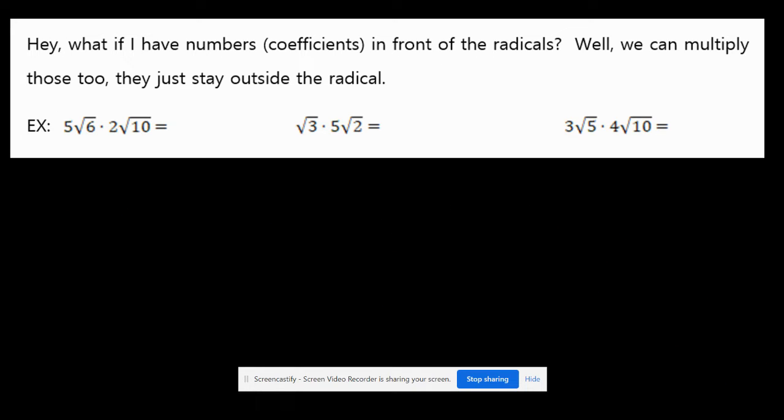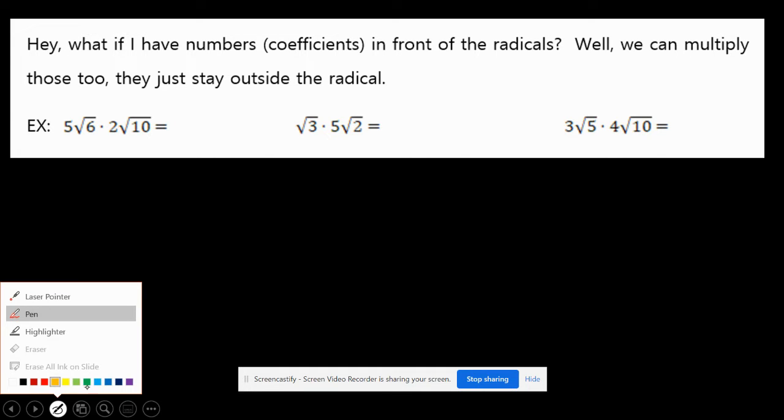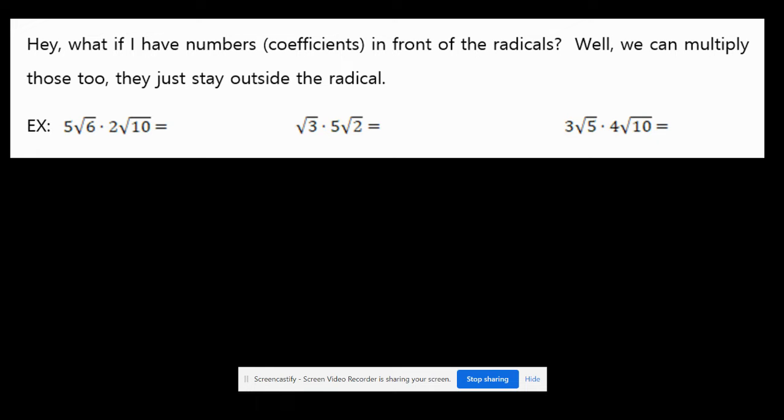So what happens if I have numbers or coefficients in front of the radicals? Well, it's no big deal. It's going to work the same way, just that we multiply like things. So a coefficient times a coefficient, 5 times 2 is 10. And then the square root times the square root, 6 times 10 is 60. We still have to make sure that our square root is as simple as we can possibly make it.